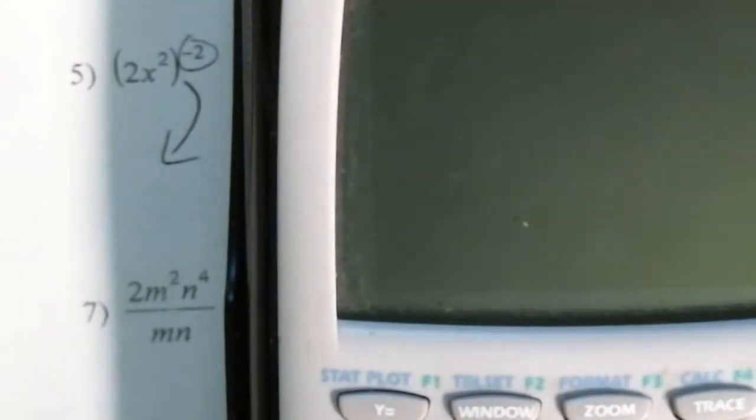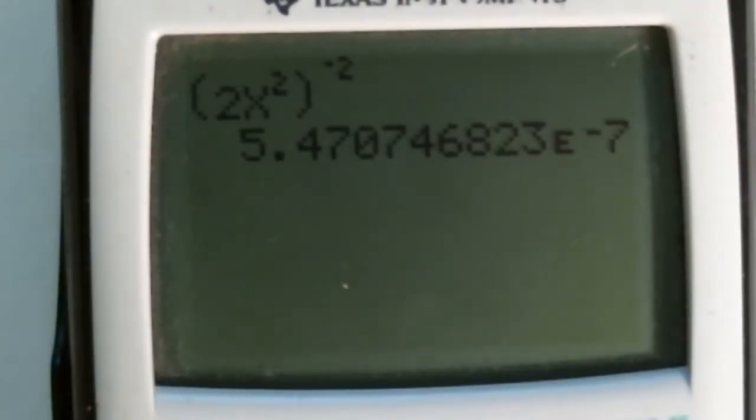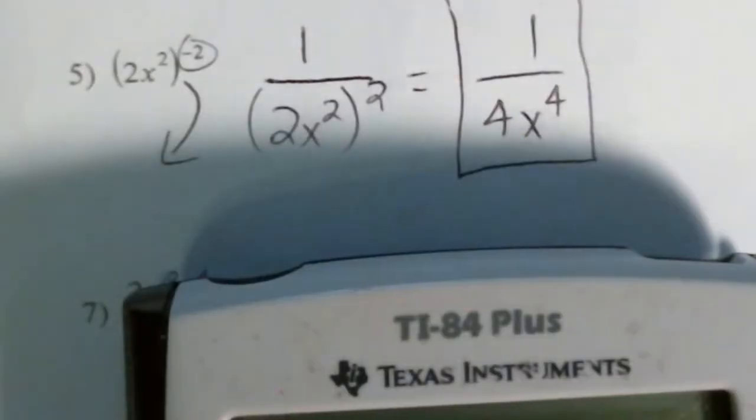Well, let's do exactly the way I said: parentheses 2x squared, parentheses. Make sure you guys can see it in the video. Raised to the negative 2. Don't care what that number is, 5.47 to the negative 7 power. Fine, don't care. We think that's equivalent to 1 over 4x to the 4th.